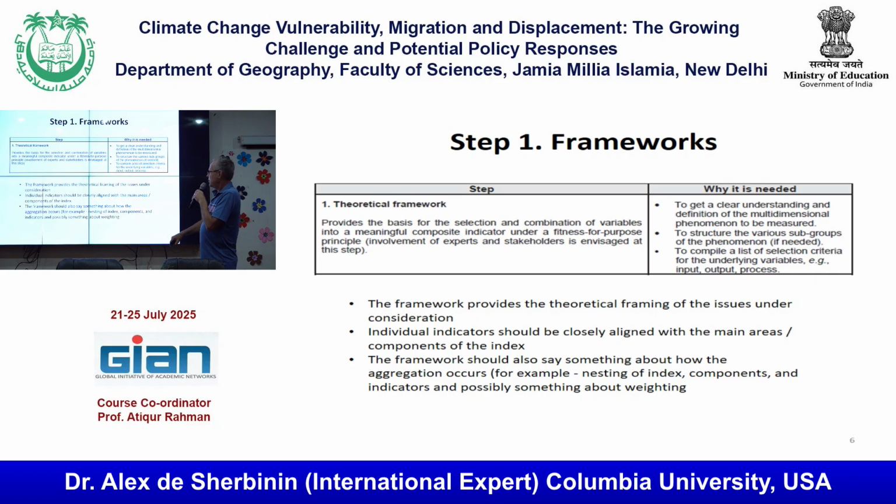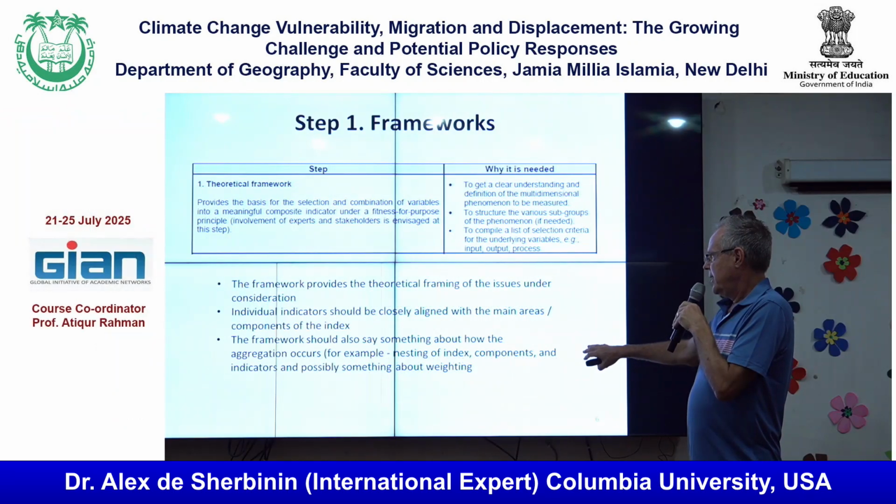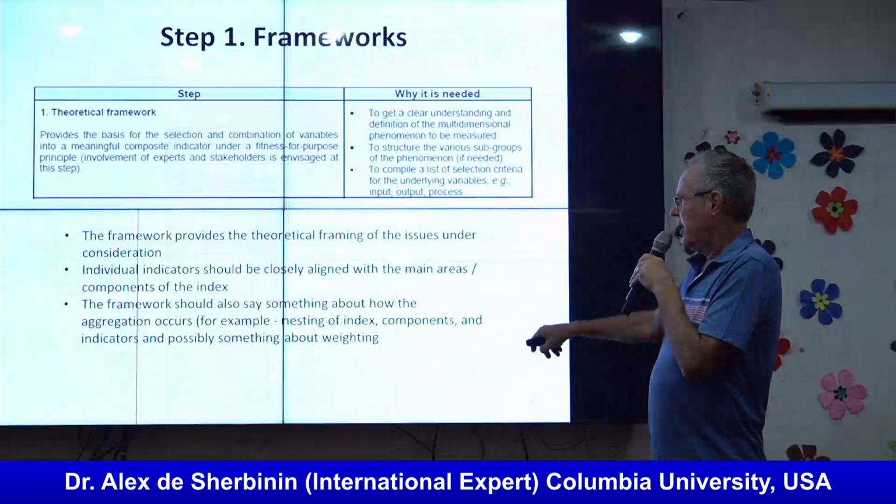Individual indicators should be closely aligned with the main areas. So if you have components like exposure, vulnerability, adaptive capacity, you should try to fit the variables into the proper bins. They should be theoretically related to that topic. The framework should also say something about how the aggregation occurs, for example, nesting of the index, components and indicators, and possibly something about the weighting.